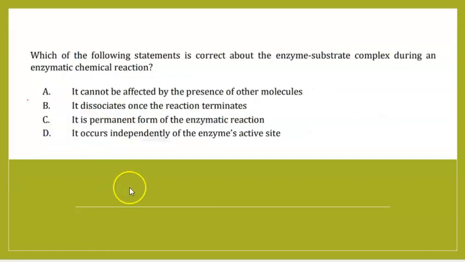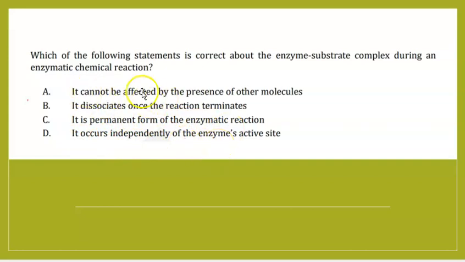Okay, coming to the next one. Which of the following statements is correct about the enzyme substrate complex during an enzymatic chemical reaction? It cannot be affected by the presence of other molecules. It dissociates once the reaction terminates. It is a permanent form of the enzyme reaction, or it occurs independently of the enzyme's active site.